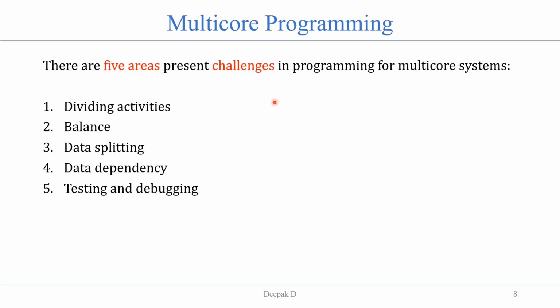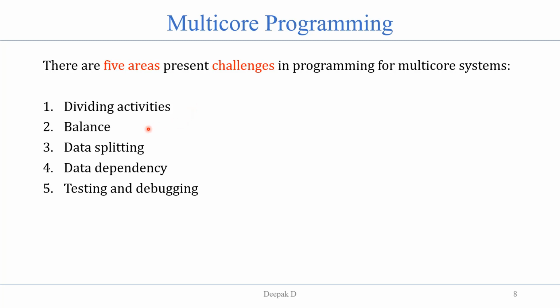Let's see some of the challenges that we as programmers face with respect to multi-core systems. One is dividing the activities. Before making the system execute an application, you have to examine your application to find the areas that can be divided into separate, concurrent tasks, which can run in parallel on individual cores.